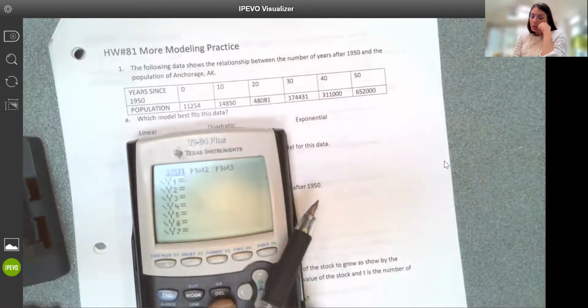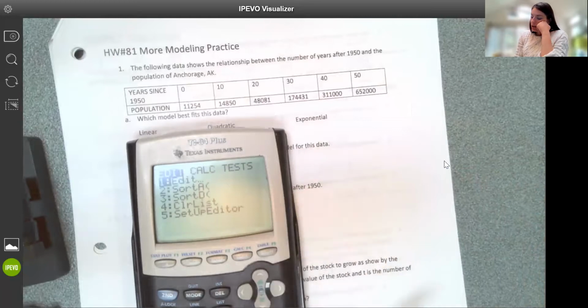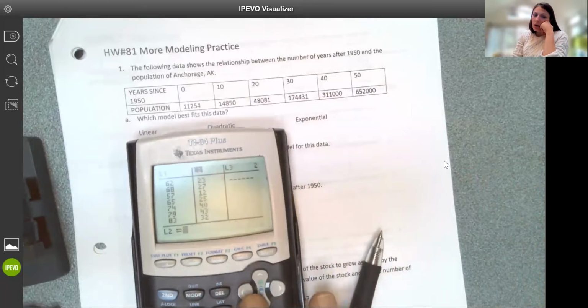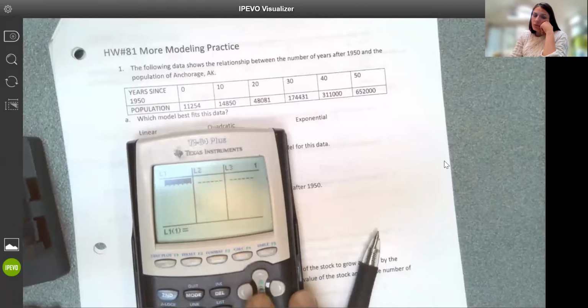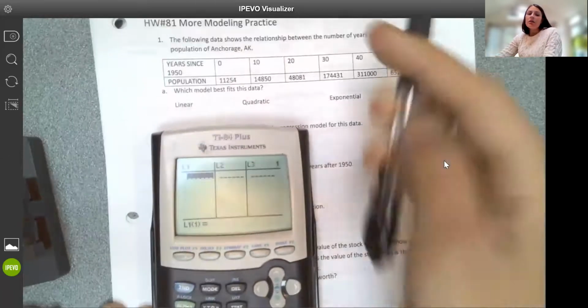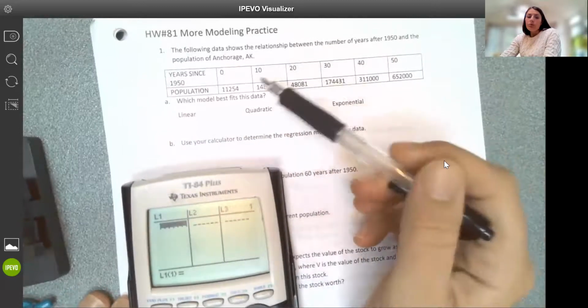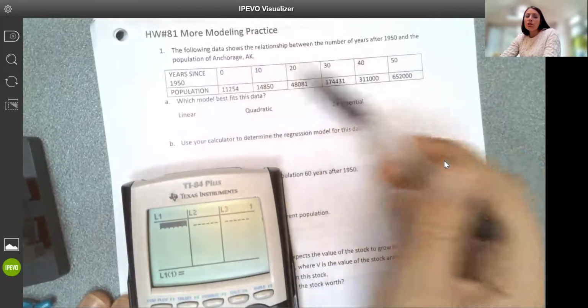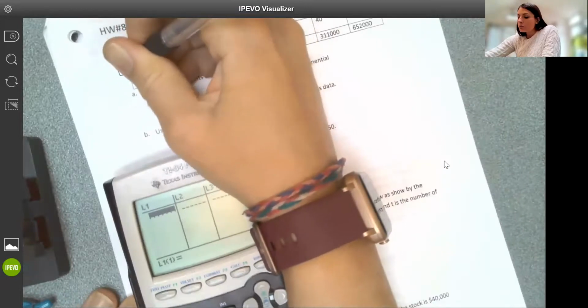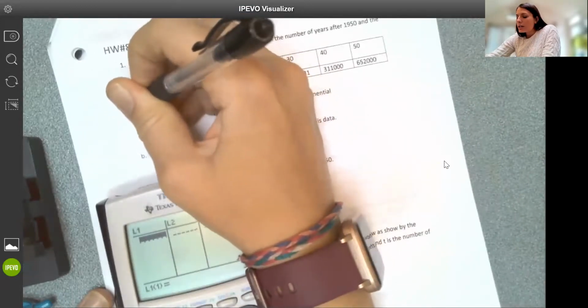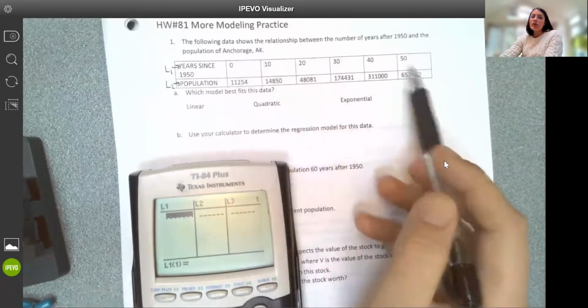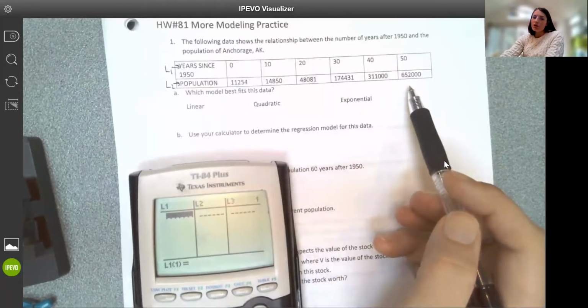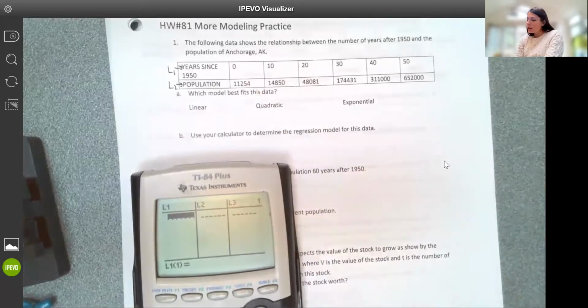What we're going to do is go into our stat menu, go into edit, clear out whatever is in your list. Okay, and I'm going to enter in my input, which is years, into L1, and my output into L2. Okay, so I want to be able to put in years since 1950 and be able to estimate what the population may be. Okay, so in L1, I'll enter in the 0, 10, 20, 30, 40, and 50.